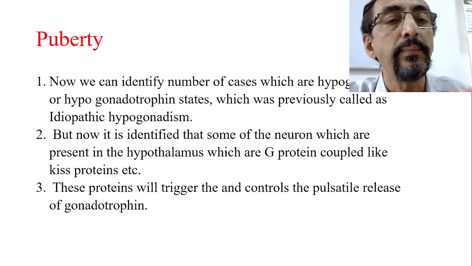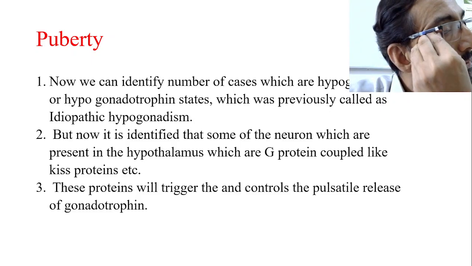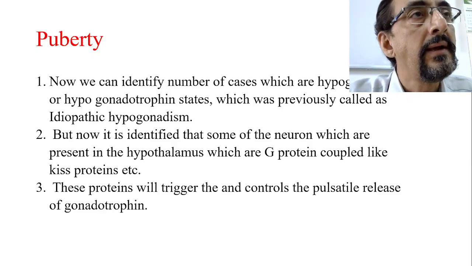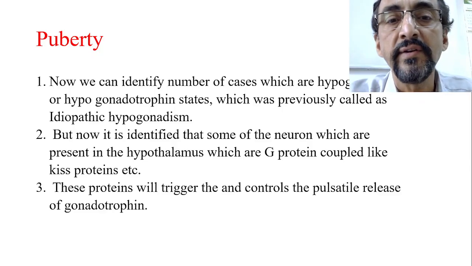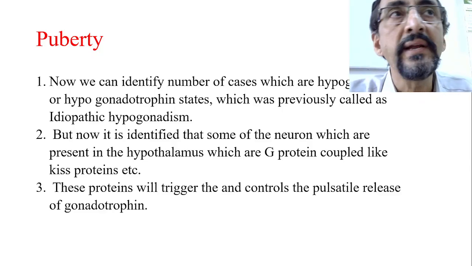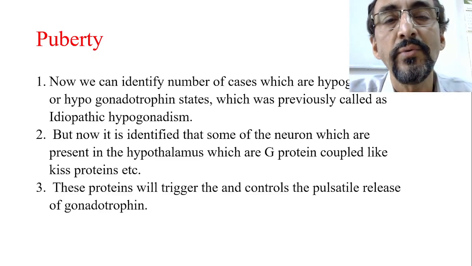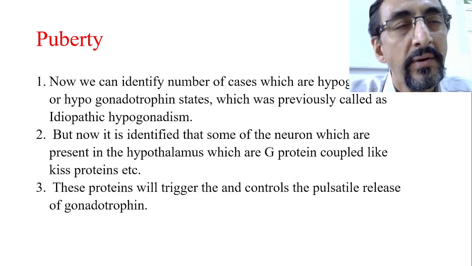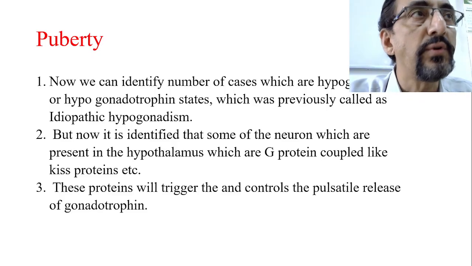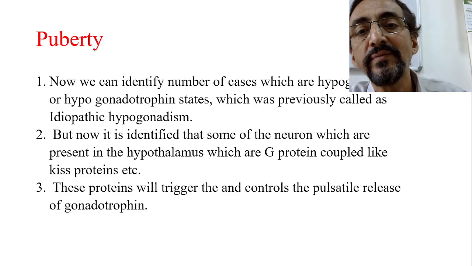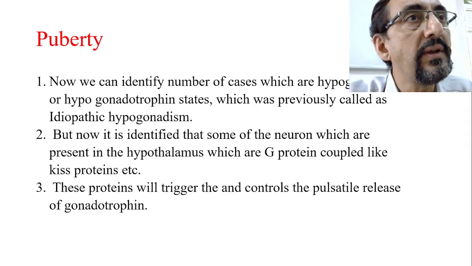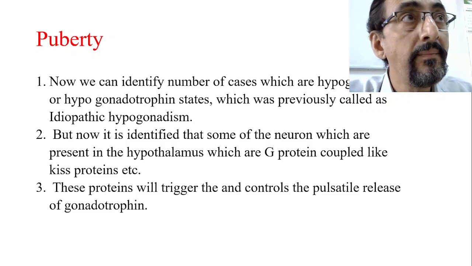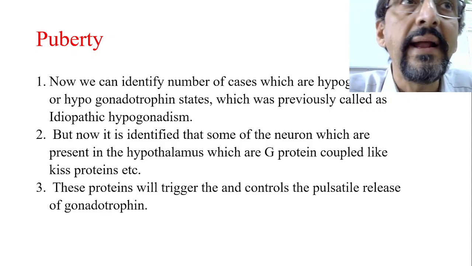G protein coupled proteins. There are proteins which are present in the hypothalamus. In the hypothalamic area there are certain proteins, and these proteins are G protein coupled. From the receptor action, you come to know about these G proteins. So they are G protein coupled neurons or receptors, which are also called Kiss proteins. Now the importance of this G protein coupled or Kiss protein is that they are actually responsible for the release of the gonadotrophin in a pulsatile manner.